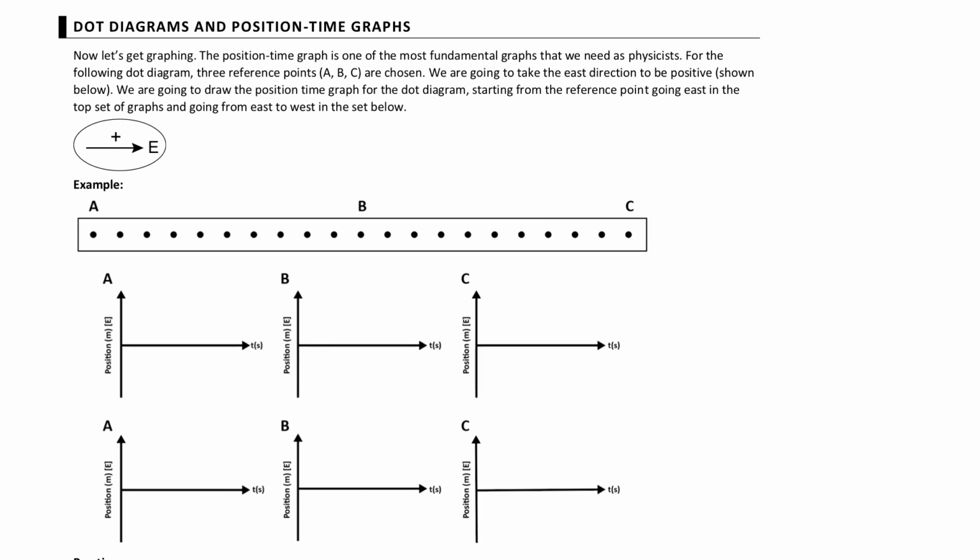So here's what we're going to do. In this graph and this graph, the reference point is A. In these two graphs, reference point is B. And in these two graphs, the reference point is C. In the very first question, we're going to assume that we're moving from here to here. So those are the top graphs here. And for the bottom graphs, we're going to assume that we're moving from C to A.